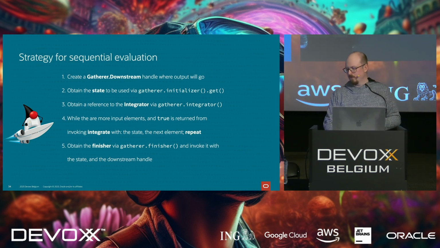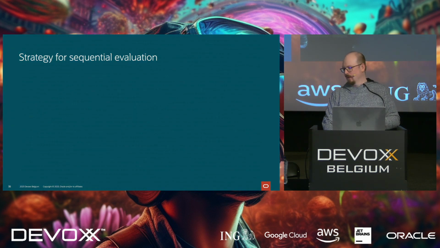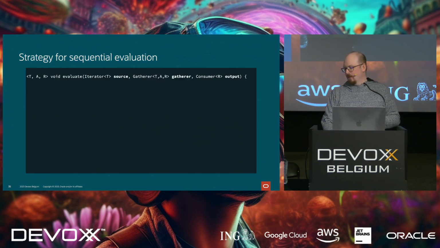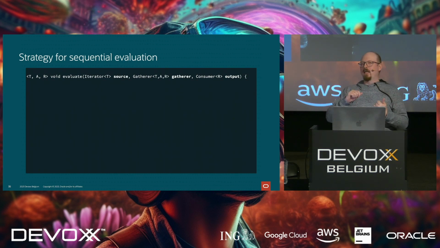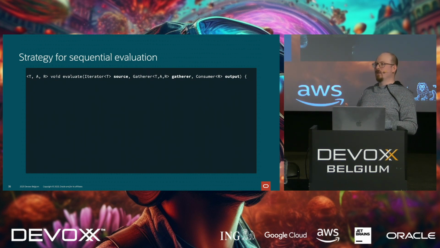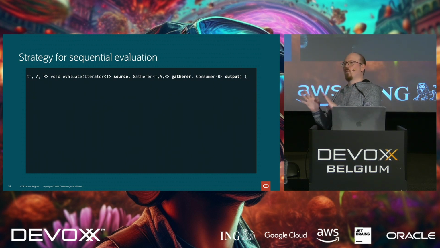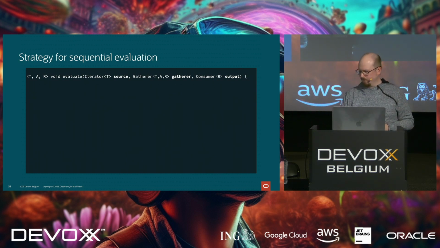So, this is text. I don't like text necessarily, so let's look at code. So we define this evaluate method. It takes an iterator of T's, so that's our input source. We have a gatherer from T to R using some state type that we don't necessarily need to care what it is. We just need to make sure that we can give it that specific type. And then we have a consumer representing where we want the end results to go.